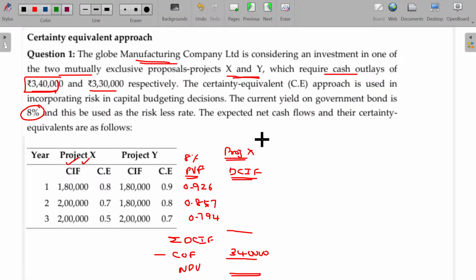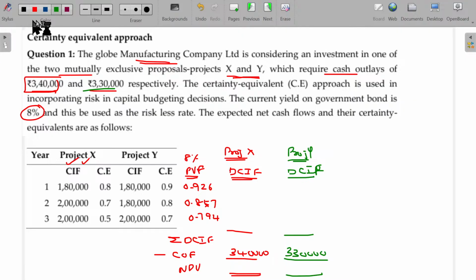And in case of project Y, you have to again calculate the discounted cash inflow by multiplying the cash inflow with the PV factor and take the summation of that. For that, you have invested 3,30,000 rupees. If you subtract, then you will get the NPV.